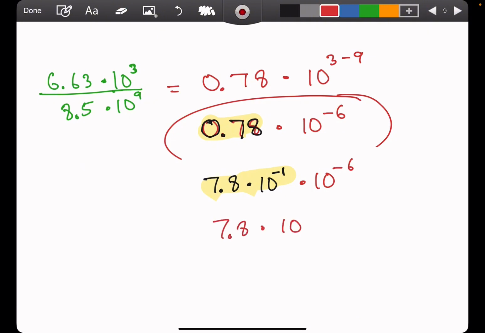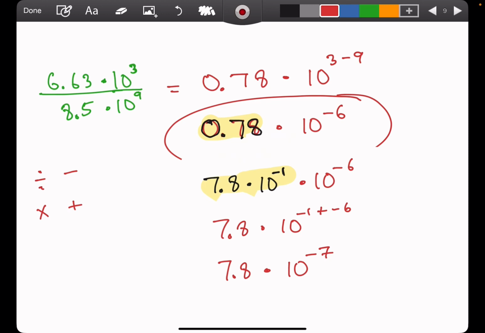times 10 to, but now, because you're multiplying, you add the exponents. When you divide, you subtract exponents. Keep that in mind. When you multiply, you add. Division looks like subtraction. Multiplication looks like addition. So now this becomes -1 plus -6. Now this is 7.8 times 10 to the power of -7.